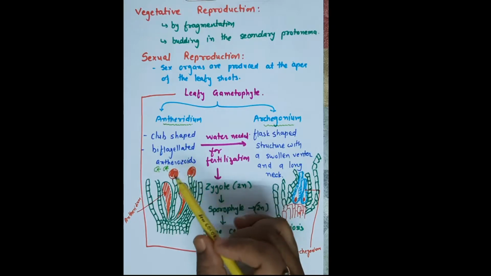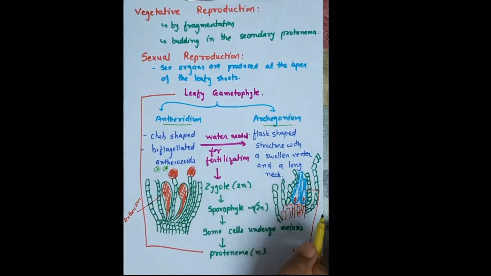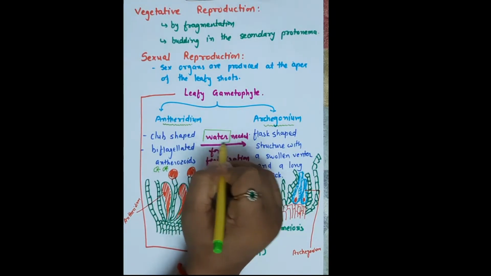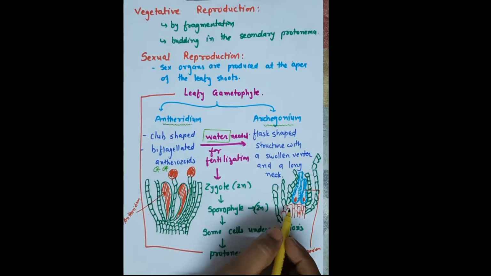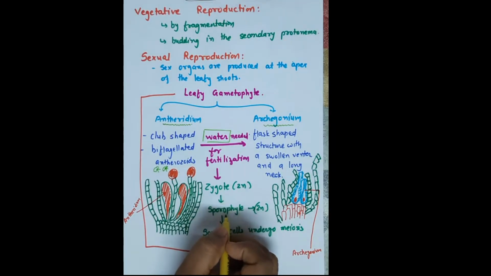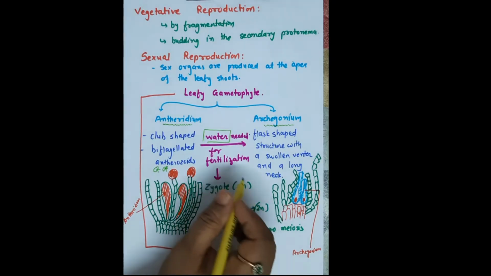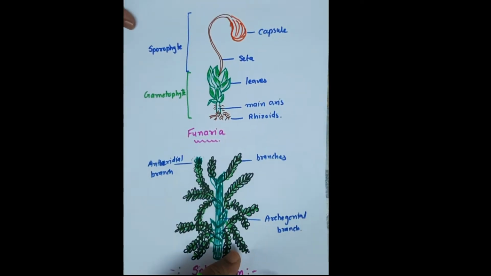Now the antheridium releases antherozoids. Antherozoids are biflagellated. Most important, water is needed to move the antherozoids up to the archegonia, and there fertilization occurs. Zygote is formed. The zygote develops into the sporophyte, that means it divides by mitotic division and forms the sporophyte. But as we know, the sporophyte depends on the gametophyte, right? As we have seen here, this is about Funaria.